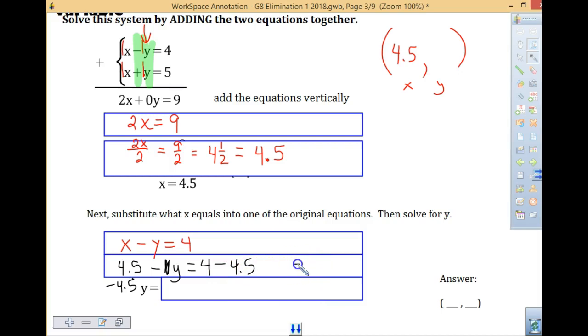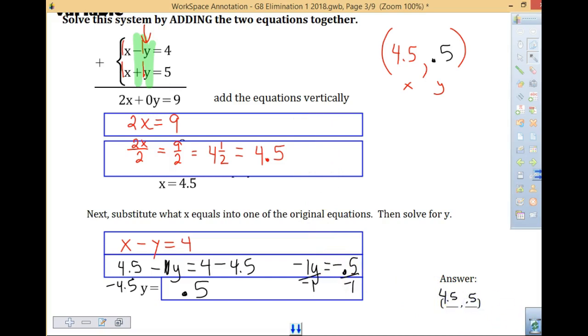Now, if I'm looking at that, that gives me this problem. Negative 1y equals negative 0.5. I don't want to know what negative y equals. So we have to either multiply or divide both of these by negative 1, and y is equal to 0.5. Does that make both equations true? 4.5 minus 0.5 equals 4. If I take 4.5 and add 0.5, does it equal 5? So it checks in both equations. So my answer is 4.5, 0.5.